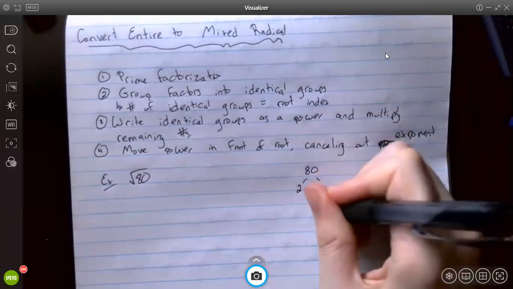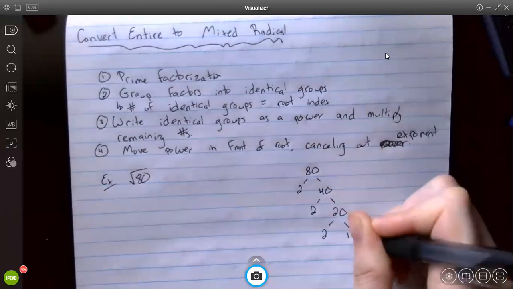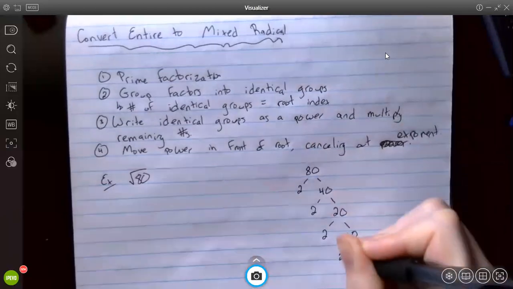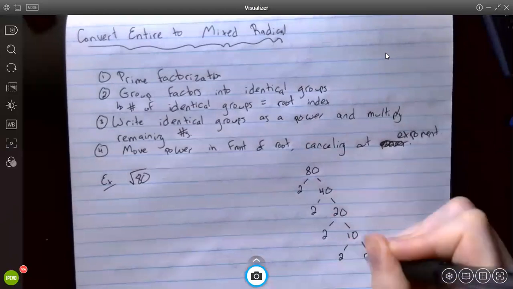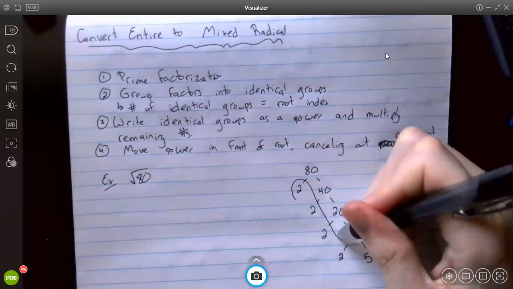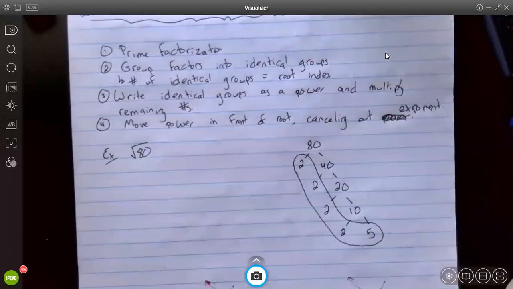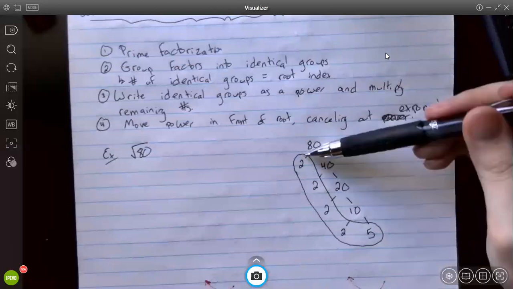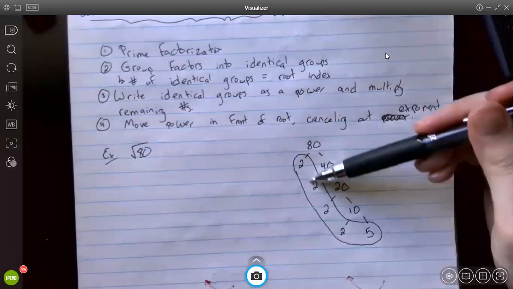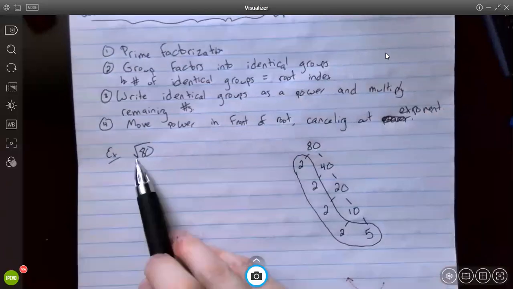Divide that by 2, I get 20. Divide that by 2, I get 10. Divide that by 2, and I get 5. So these are my prime factors. Now I have to group all of those into identical groups. Because this is a square root, I need 2 identical groups.